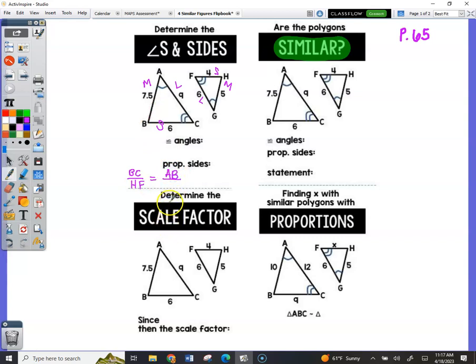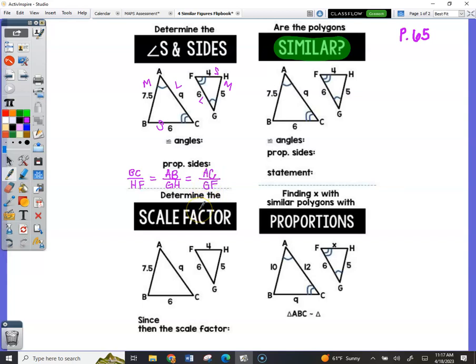Now in the little triangle, what side is the medium length? GH. And now we're going to compare the long side to the long side. So in the big triangle, the long side is AC. And in the little triangle, the long side is GF.